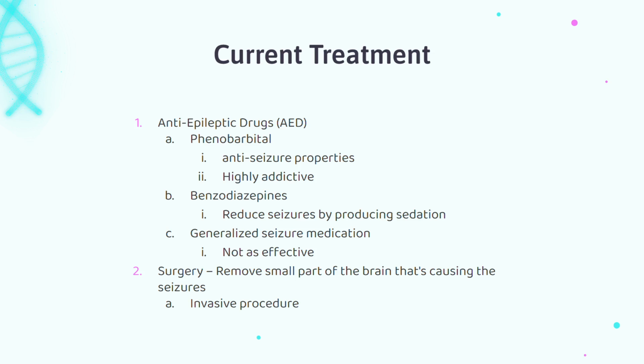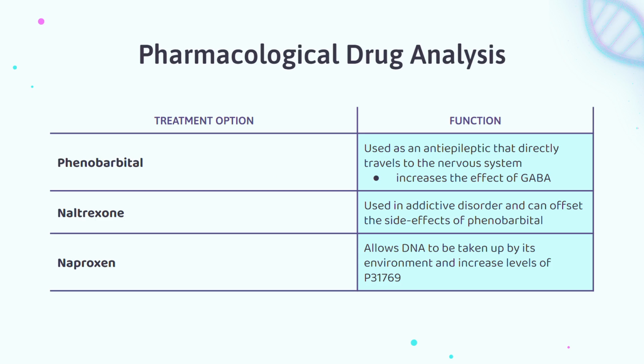The second is benzodiazepines. They reduce seizures by producing sedation. And the third is just generalized seizure medication, but it's not as effective because it's not targeted. The second thing is surgery, where you remove a small part of the brain that's causing the seizures, but this is quite invasive.